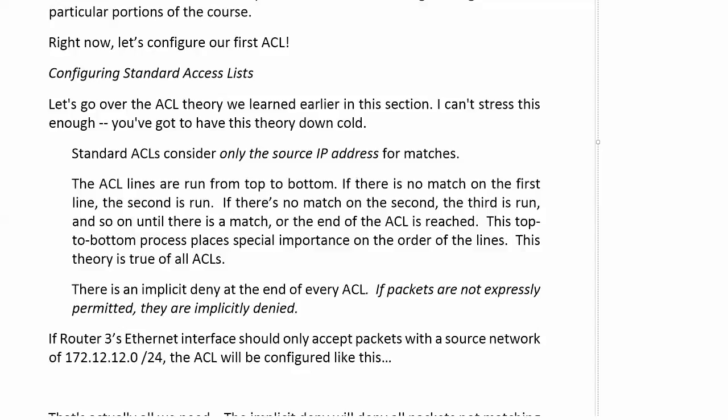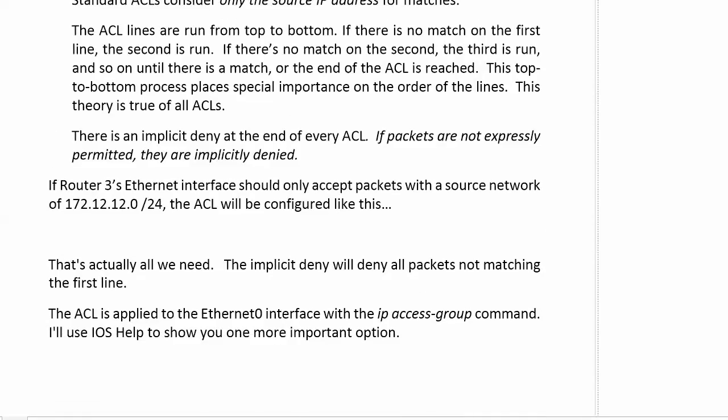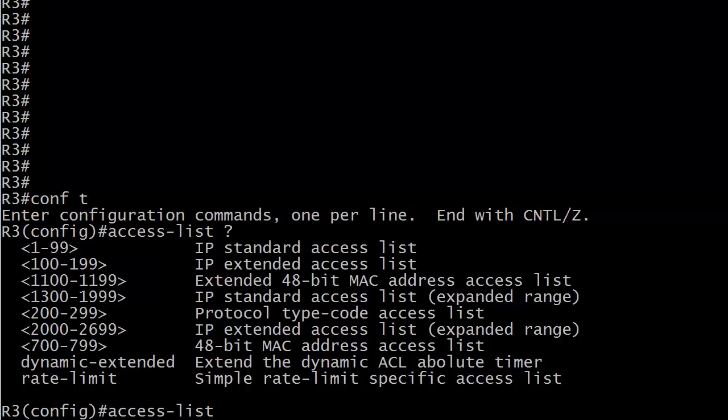So let's take a look at what an ACL would look like if we were working with router 3, which I believe is the one we're on. If not, we can get there. We're going to configure an ACL that would permit packets with a source IP address of 172.12.12.0/24. So anybody on that particular subnet, the packets will be accepted and everything else will be denied. And there we are in router 3.